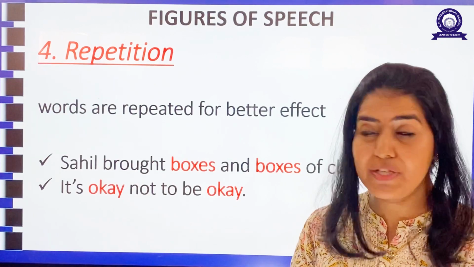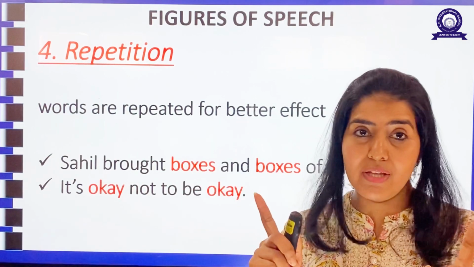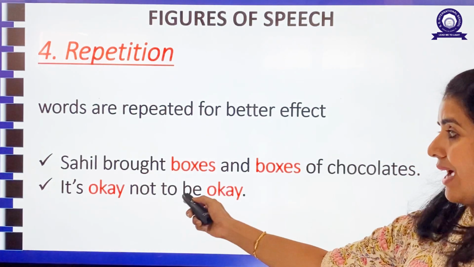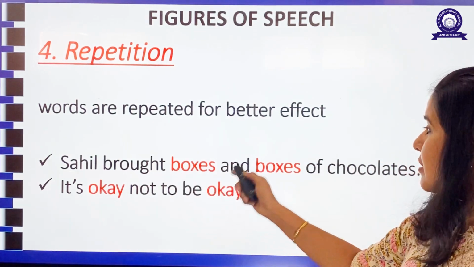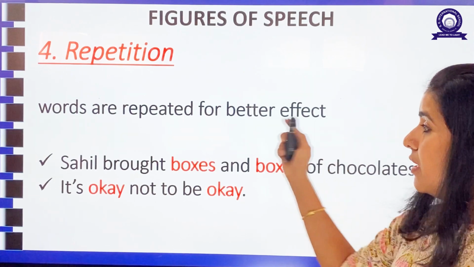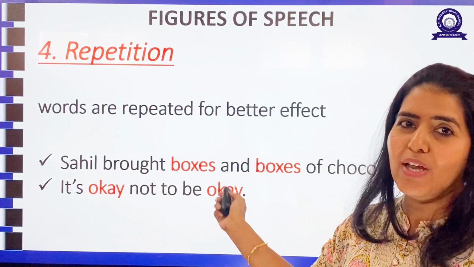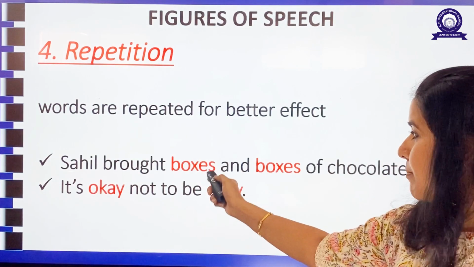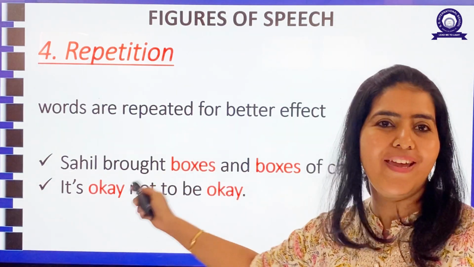Next we have repetition. Repetition means not the letters, but the complete word is being repeated. Like, Sahil brought boxes and boxes of chocolates. It's okay not to be okay. So you see the entire word is being repeated, like boxes and boxes and okay and okay.